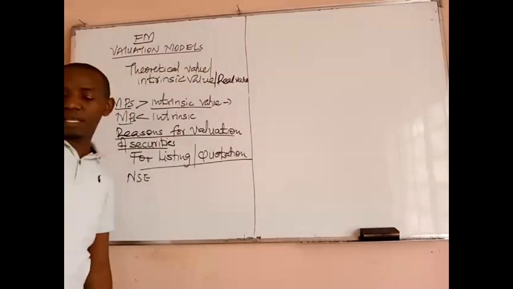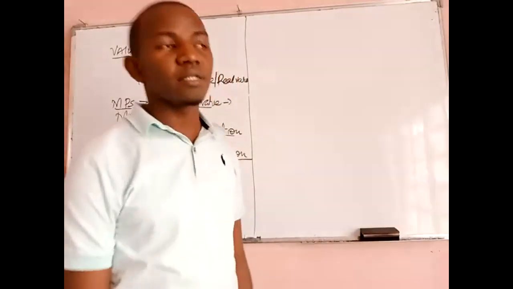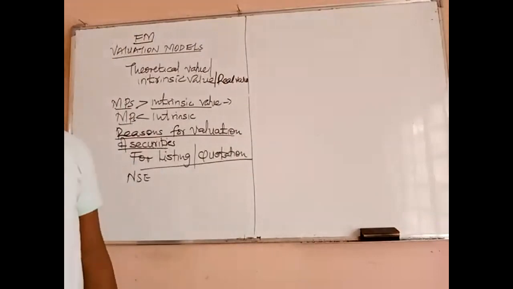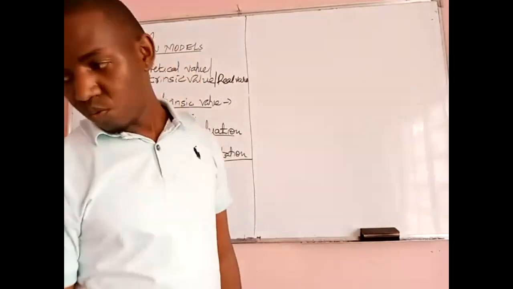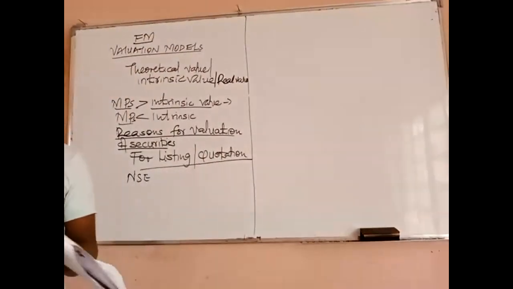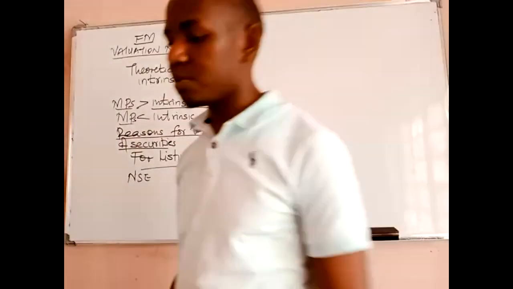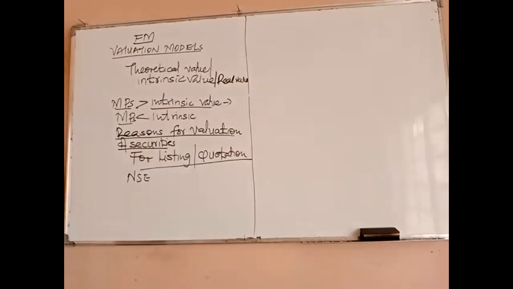The other one is for tax and insurance purposes. The assets of the company will be valued for tax purposes, especially when the asset is being insured.